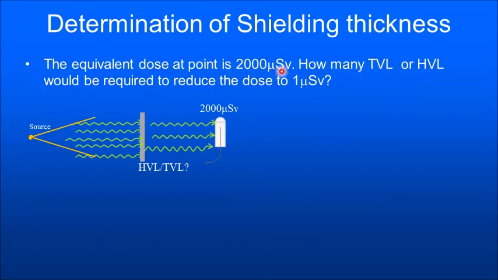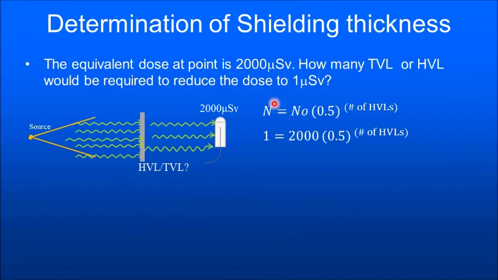The equivalent dose at a point is 2000 microsievert. How many TVL or HVL would be required to reduce the dose to 1 microsievert? We know very well N is equal to N0 into 0.5 to the power number of HVLs that we saw in the previous slide. I substitute N by value of 1 because it has to be reduced to 1 microsievert, N0 by 2000. And this is the equation I get, 1 is equal to 2000 into 0.5 to the power number of HVLs.